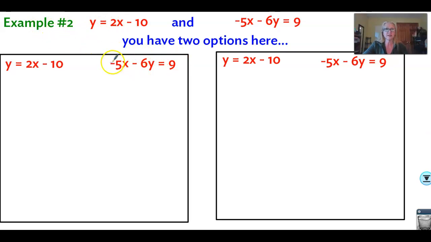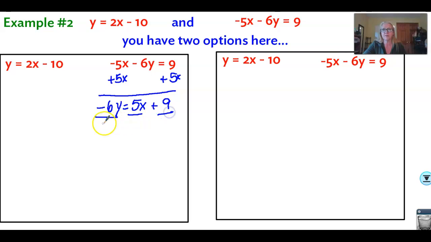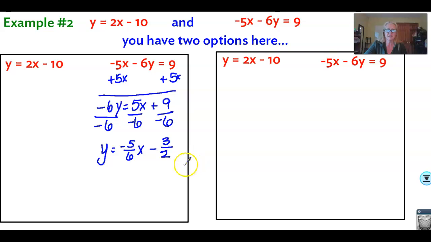If we were going to try to put this in slope-intercept form so that we could solve it like last week's, we would add 5x to both sides, and that gives us negative 6y equals 5x plus 9. All right. Then we have to divide each term by negative 6. Here's where it gets kind of gross, okay, because now we're going to have y equals negative 5/6x minus 3 halves. Fractions are not necessarily fun in this case. You could go ahead and set this equal to 2x minus 10, but I think you're going to find if we use method 2, this is going to solve a lot easier.